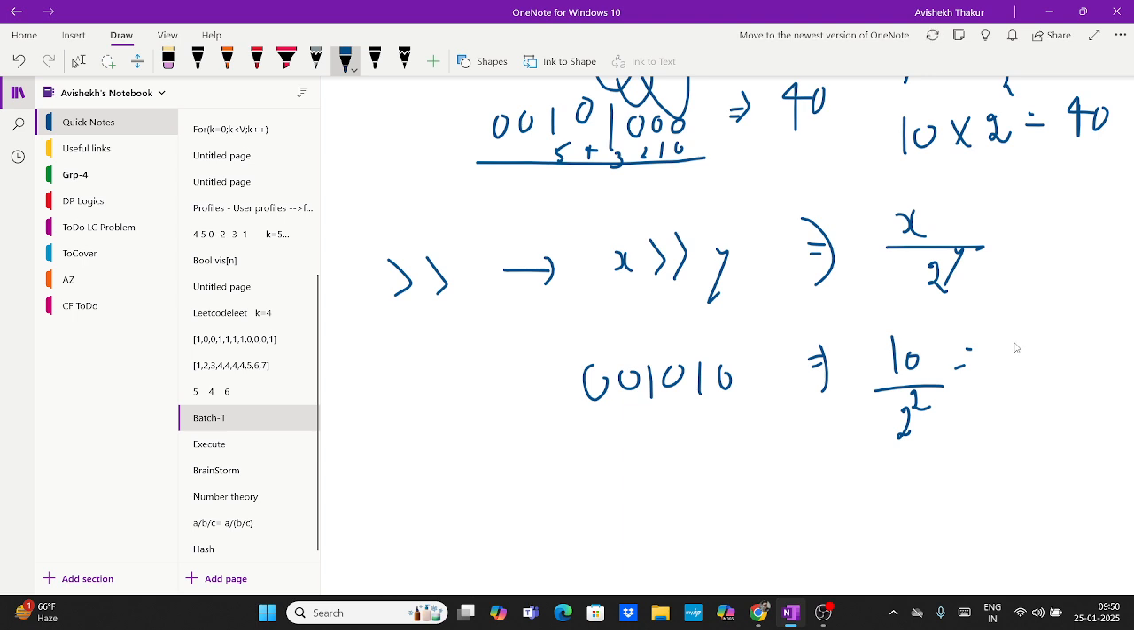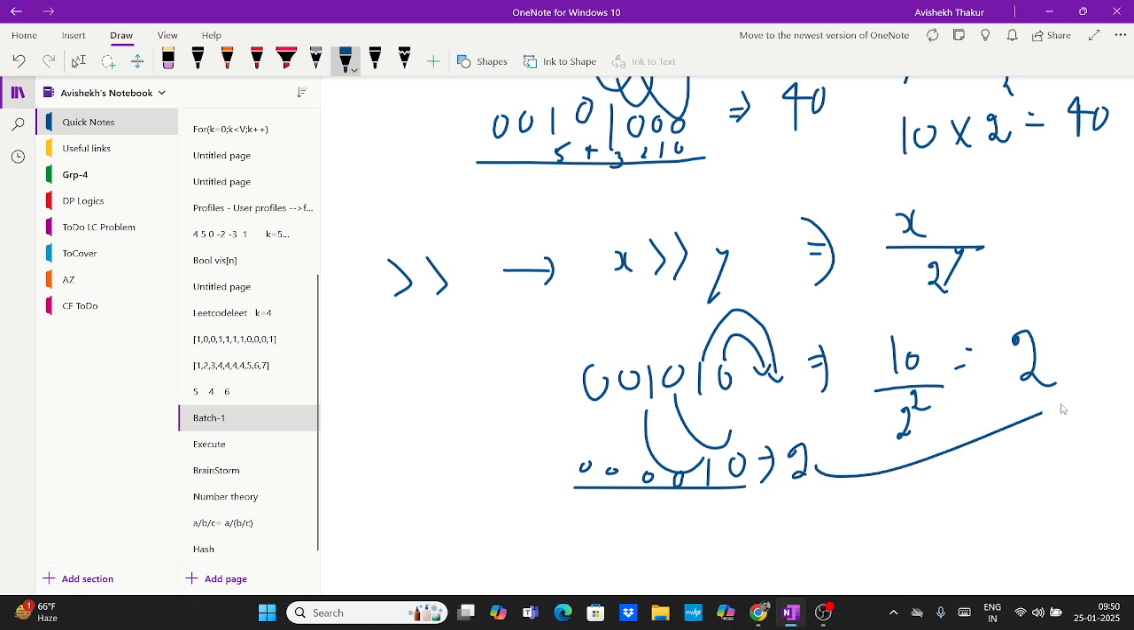10 by 4 is 2. In case you are wondering how, when you right shift, these bits are lost. This bit will come here, which is 0. This bit will come here, and again we have all the left bits as 0. So this is nothing but 2 itself. So we got 2.